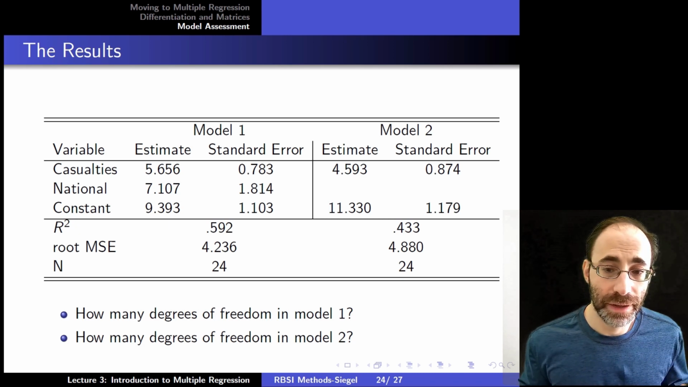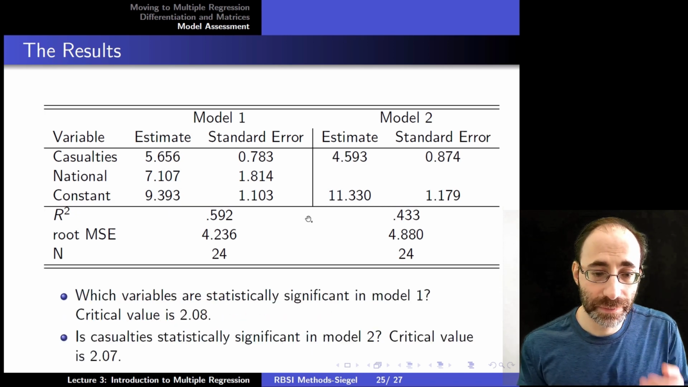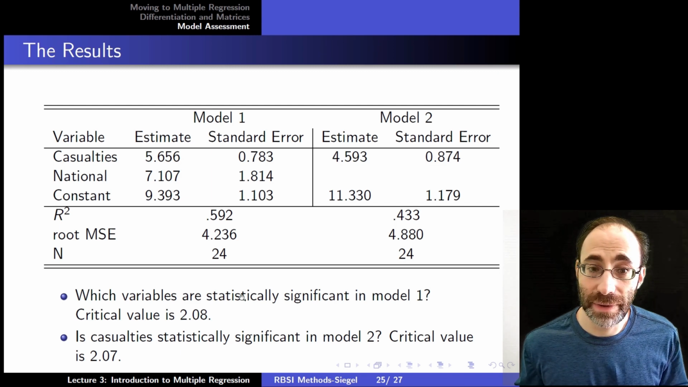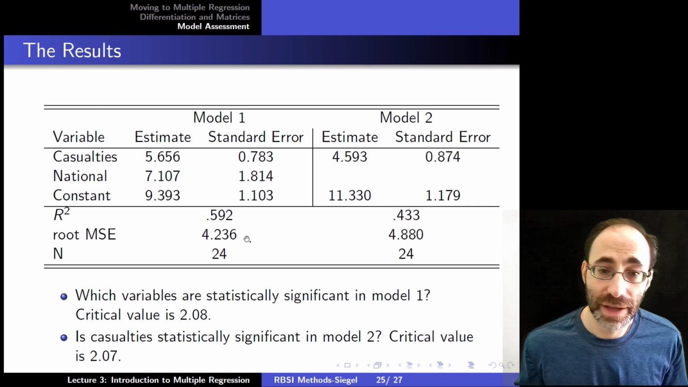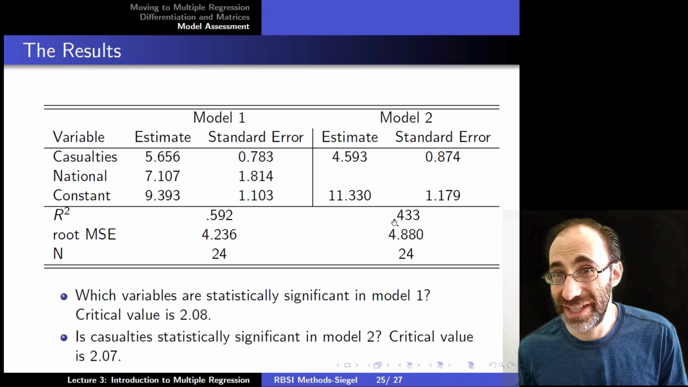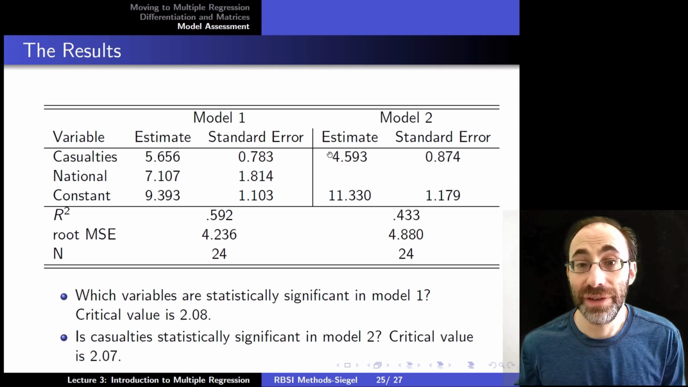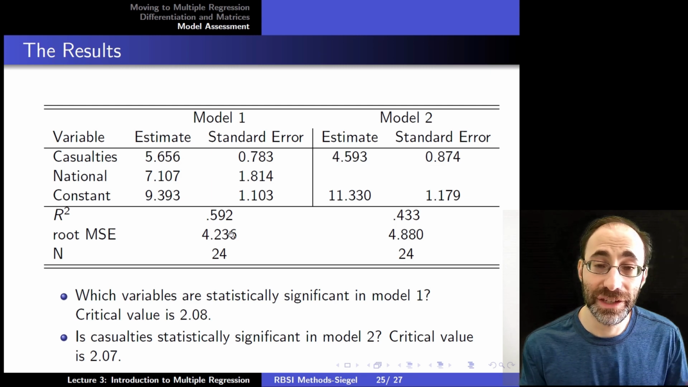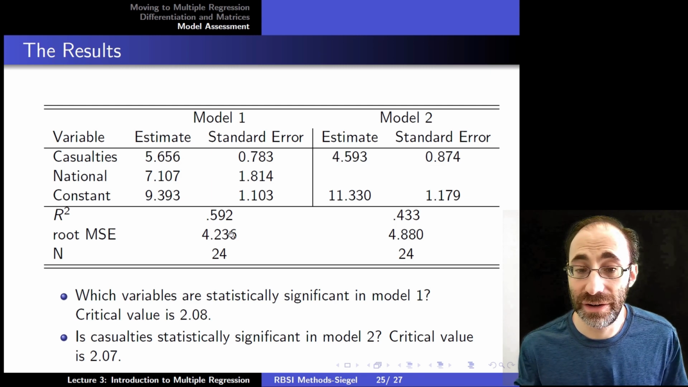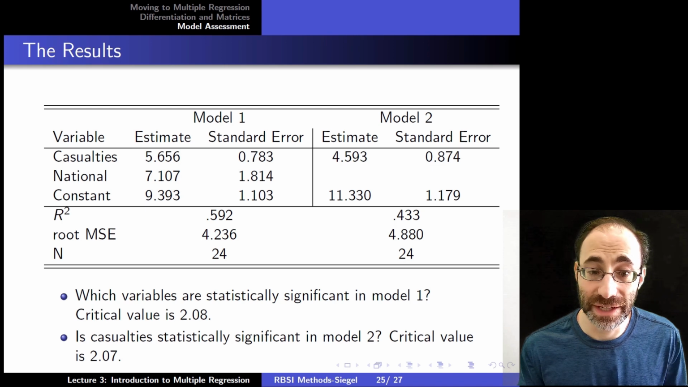Okay, so the critical value in model 1 is 2.08. For model 2, it's 2.07. As we said, it's a little lower. In both cases, all these things are significant because the t-test, the estimate divided by the error, is going to be greater than 2 in all these cases.